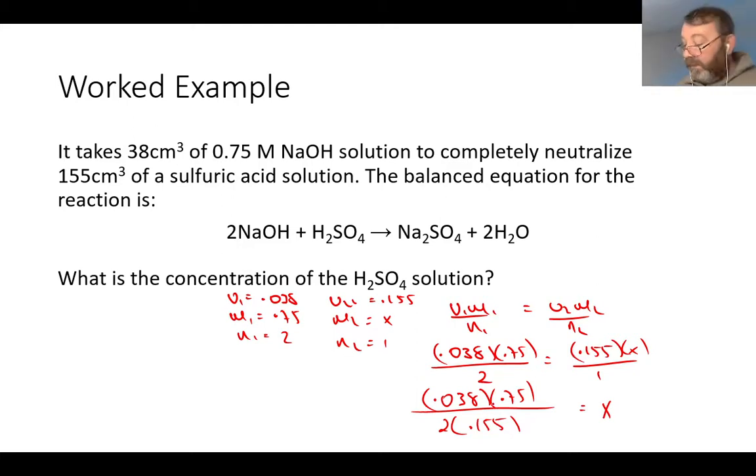Then get out your trusty calculator and let's find out what this is. So turn on your fraction and you get 0.038 multiplied by 0.75 divided by 2 times 0.155. And when I press equals there, I end up getting, in decimal form, 0.092 moles per litre, or molar solution. Moles per litre, or molar, whatever you want to say yourself. That's it. That is as difficult as titration calculations get.